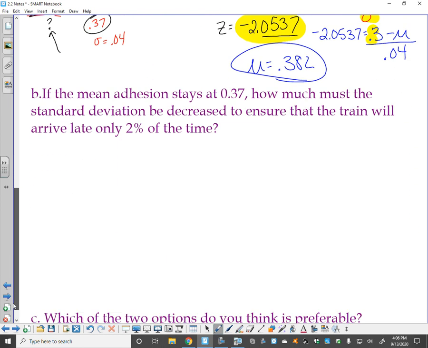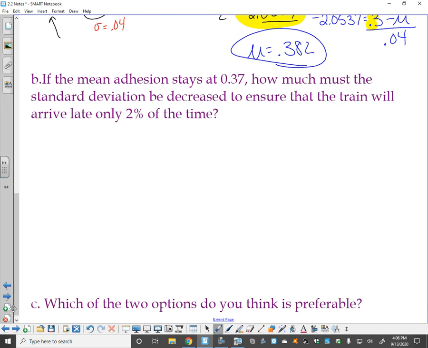Okay, last one, or B and C. C is a conclusion. If the mean stays at 0.37, how much must the standard deviation be decreased to ensure that the train will arrive late only 2% of the time? Okay, so I'm still talking about arriving late, so I'm still at that 2% to the left. So I have the same z-score. I don't have to find that again. So my z-score was a negative 2.0537.